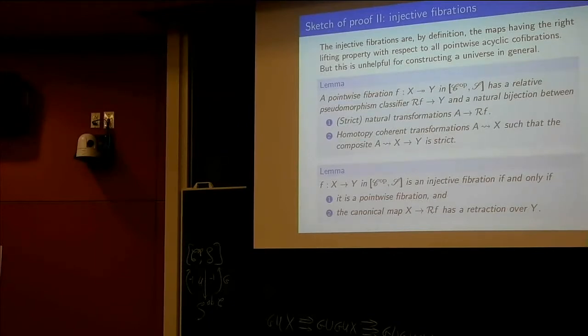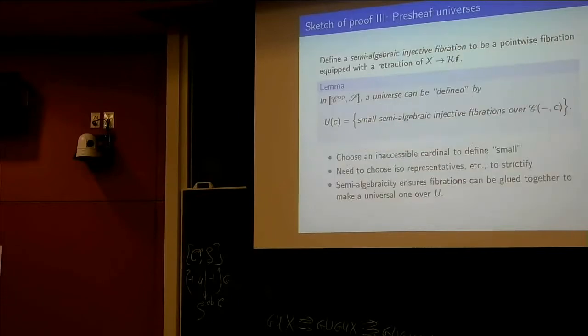And conversely, if it is an injective fibration, then this canonical map here is an acyclic cofibration, and you can lift against it and get a retraction. So there's this sort of algebraic characterization. If you're familiar with the newer version of algebraic factorization systems, you can think about it in this way. What I actually want to do is not quite all the way algebraic. What I want to talk about is what you might call semi-algebraic injective fibrations. So it's a map that has the property of being a pointwise fibration, together with the structure of a retraction for this pseudomorphism classifier. Now I'm going to define a universe using these things.